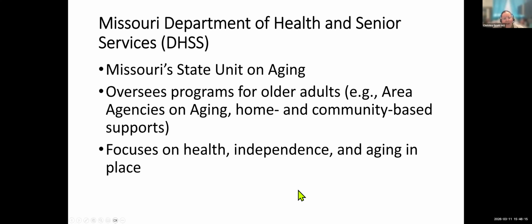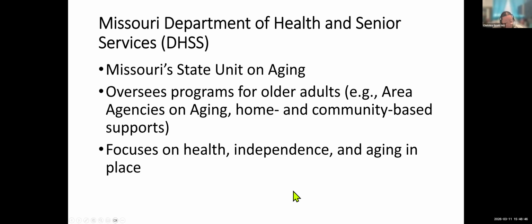So as other states have already mentioned, we are that state unit that is the pass-through entity for Older Americans Act funds that flow through us and go out to the area agencies on aging, and all those fund services that are associated with AAAs that we know of, like senior nutrition and senior centers and things like that.